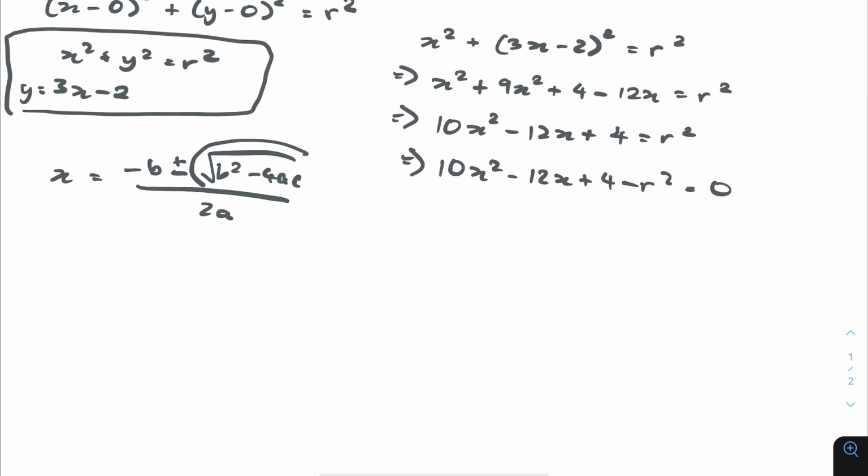We'll only put it in this part because it's the only part relevant. So let's take b squared minus 4ac. What is that for this equation here? Well, b is negative 12, so negative 12 squared.